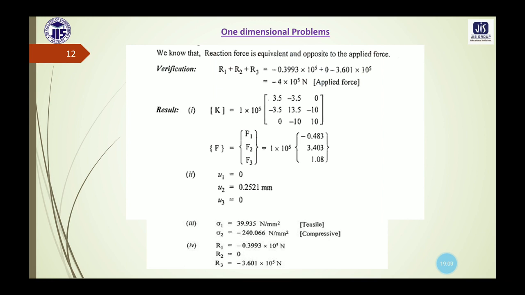And the support reactions we have also found out: R1 equals minus 0.39 into 10 to the power 5 Newton, R2 equals 0, and R3 equals minus 3.6 into 10 to the power 5 Newton. So this is the procedure based on which we have calculated the stiffness matrix, global force vector, displacements, thermal stresses and the reactions for this one-dimensional bar element considering the temperature effect.